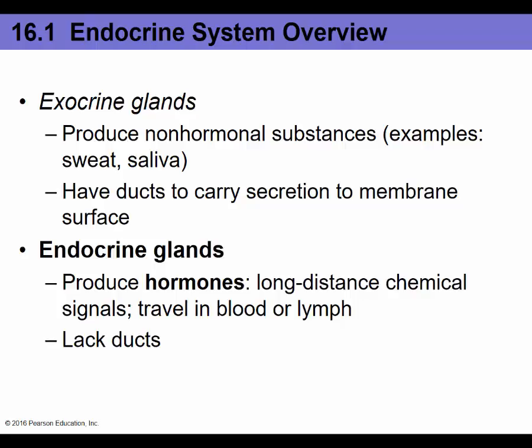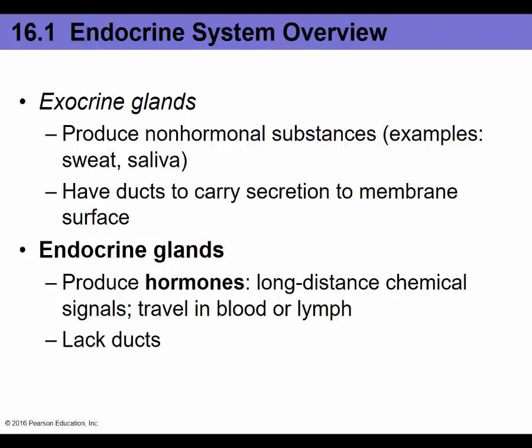So these travel through little ducts to a specific area. So for example, the pancreas secretes digestive enzymes to the small intestine through the pancreatic duct. That is not an endocrine process. That is an exocrine process. It's outside of the blood. It's through a duct. So when we talk about the endocrine system, there are no ducts involved. It's secreted right to the blood.